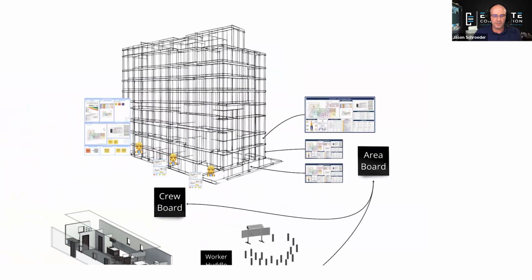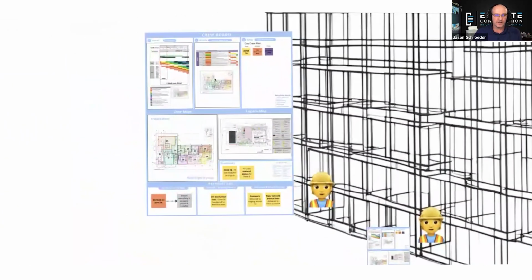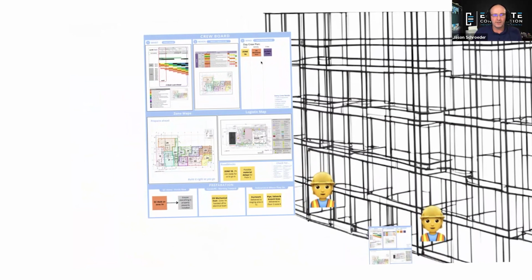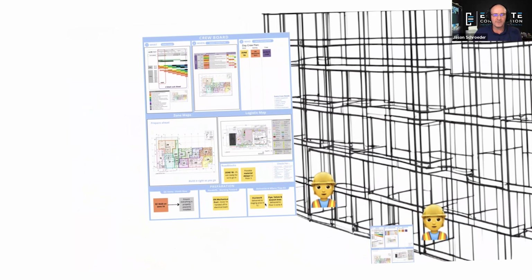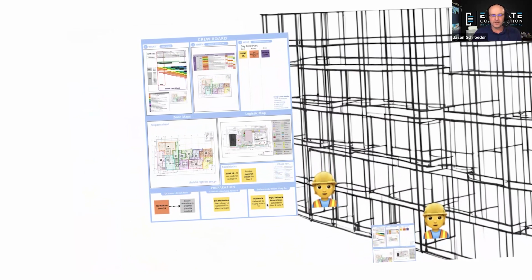Now, when we go look at the crews, every crew in every zone should have a crew board. And on the crew board, what you have is your look ahead plan, your weekly work plan, the organization of the crew, you have your zone maps, logistics maps, and then any of the other information that the crew needs to visually see in order to make work ready.